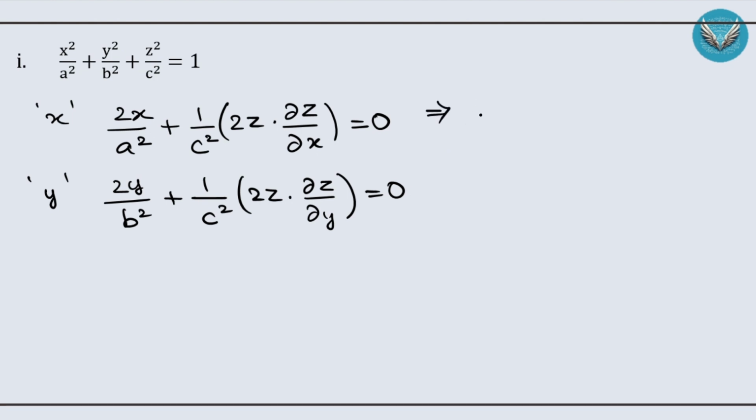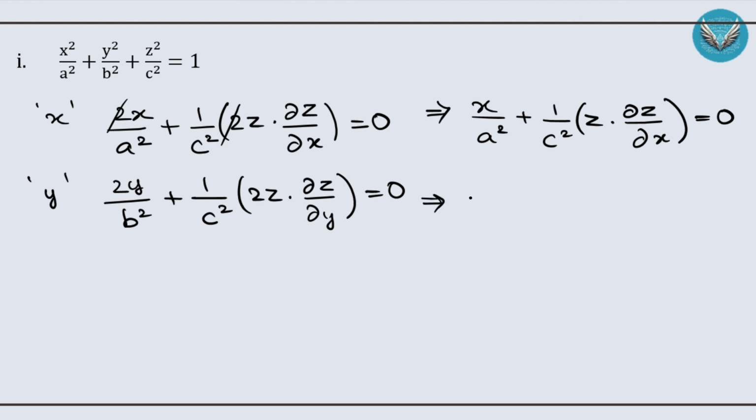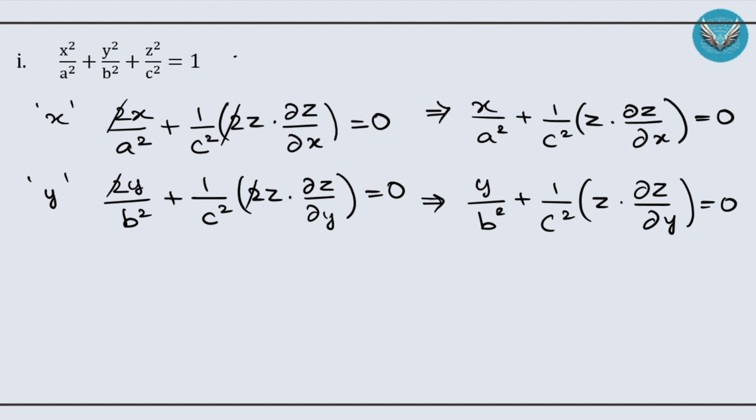So now this equation can be written as, we can cancel this 2 throughout. So x by a square plus 1 by c square into z into dou z by dou x, which is equal to 0. The next equation, y divided by, 2 gets cancelled. Y divided by b square plus 1 by c square into z into dou z by dou y, which is equal to 0. So now let us mark it as equation 1, 2, and then 3.